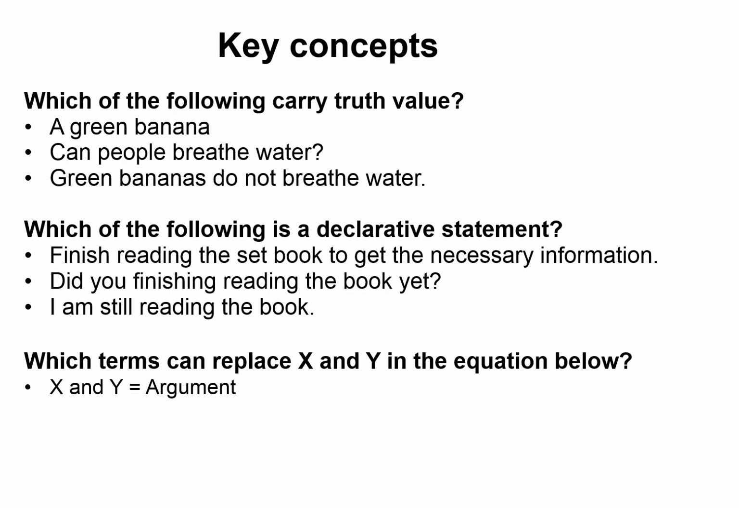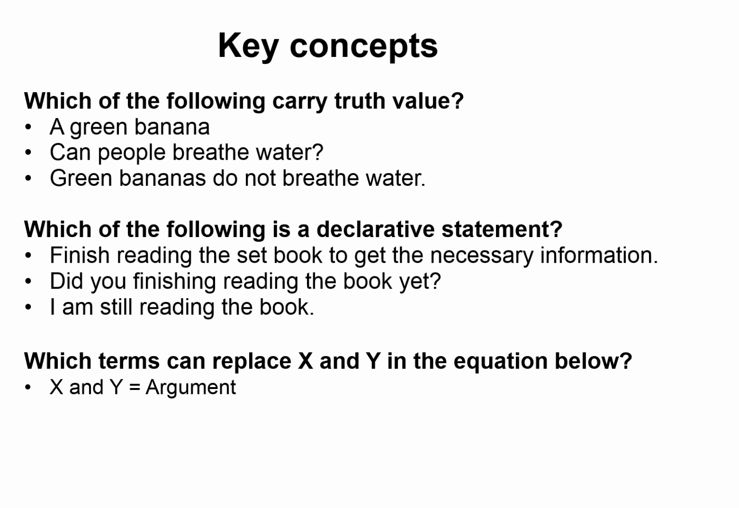Okay, test time. 3 questions. Look at the questions. Pause the video if you want. Right. Which one carries truth value? A green banana? No. Banana's yellow. But that's not the problem. Can people breathe water? No. They can't, but that's not the problem. Here, the only one that carries truth value is the third one. Green bananas do not breathe water. Why? Because we can state that it's either true or false.